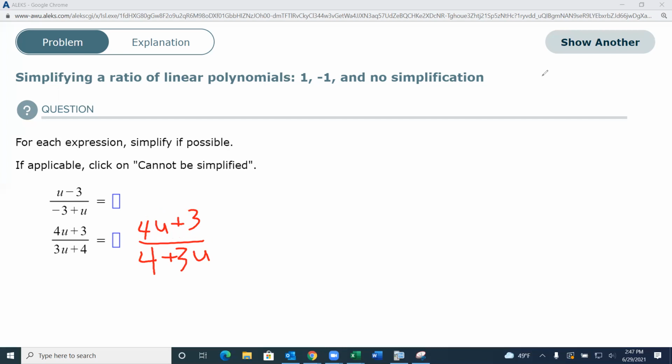And there's no greatest common factors to pull out. So for this one, the answer would be cannot be simplified. Oh, how about that? Okay, cool. Well, how about this guy here? Well, I could rewrite it as u minus 3 over u minus 3. Notice the u is still positive, and the minus 3 is still minus 3. Okay, well, the top and bottom are the same, so I get 1.